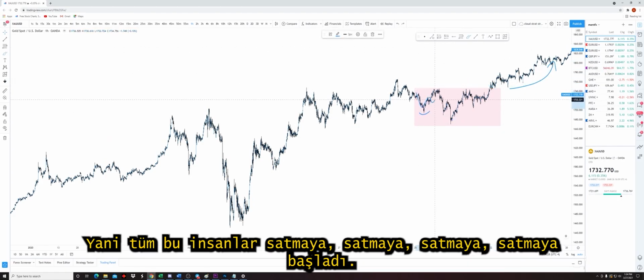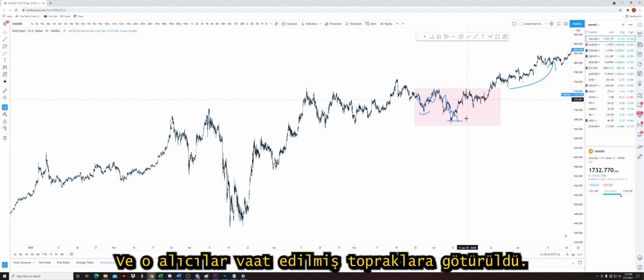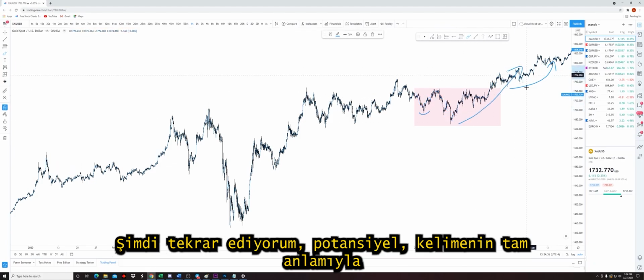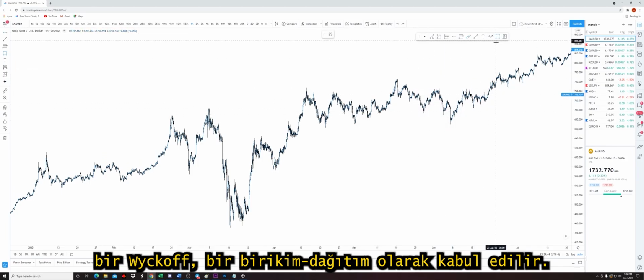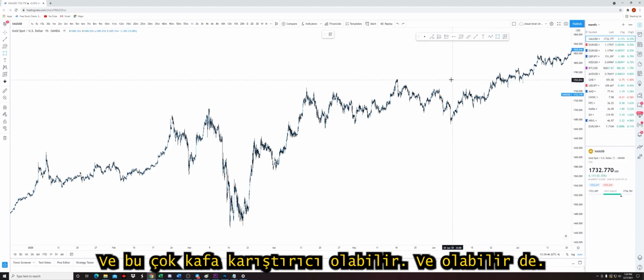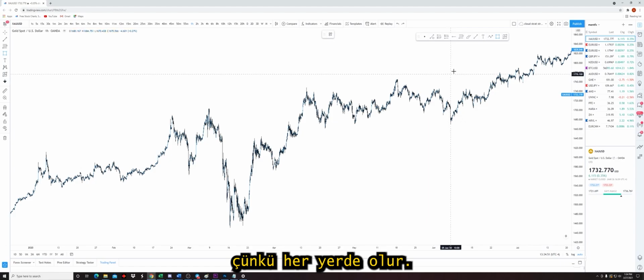So all these people began to sell. And all those sells were met with what? Buys on behalf of the composite man. Lots of buys were met, and those buys were taken to the promised land. Now, again, any area where you have potential literal liquidations of potential lows and anything like that is considered a Wyckoffian accumulation distribution. And this can be very confusing, and this is why many smart money people get confused with Wyckoff, because it happens everywhere, okay?